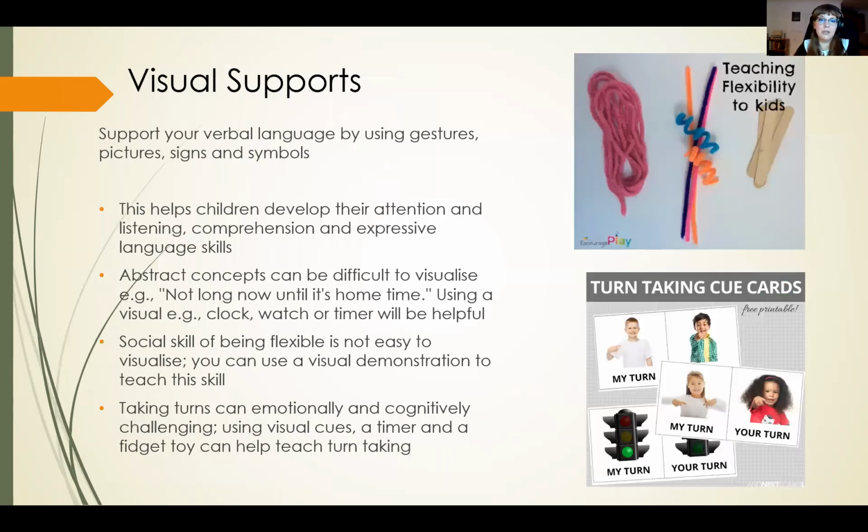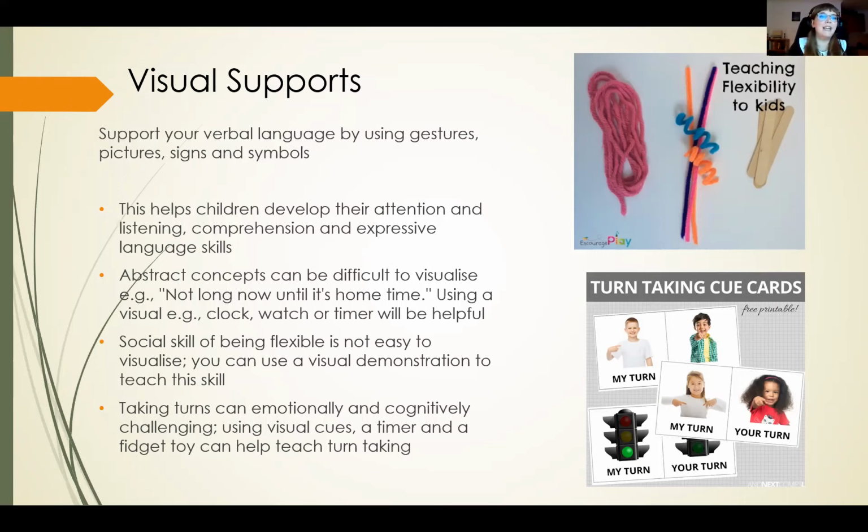And we spoke a little bit about having visual supports, and visual supports are so useful for children that struggle with both receptive and expressive language. I have never met a child that did not understand pictures in some way, shape or form. I've met children that can't read, that can't speak verbally, but they all understand pictures and they can use them to communicate and understand what's being communicated to them. So support your verbal language by using gestures, pictures, signs, and symbols. This helps children to develop their attention and listening, comprehension, and expressive language skills, particularly when we're trying to explain abstract concepts. And social skills are absolutely chock-a-block with abstract concepts that don't quite make sense to children.